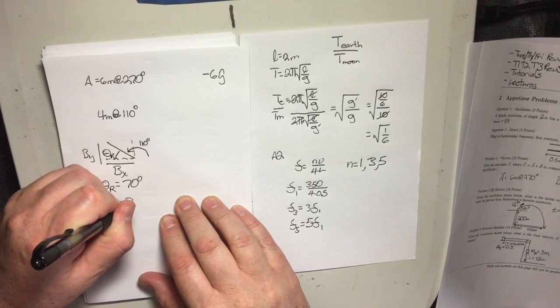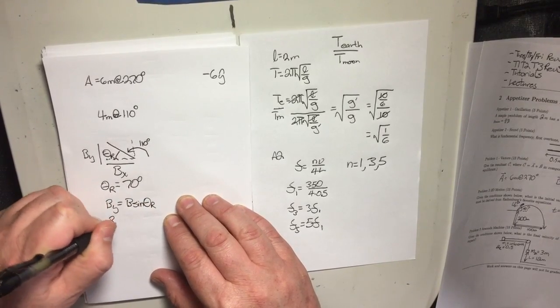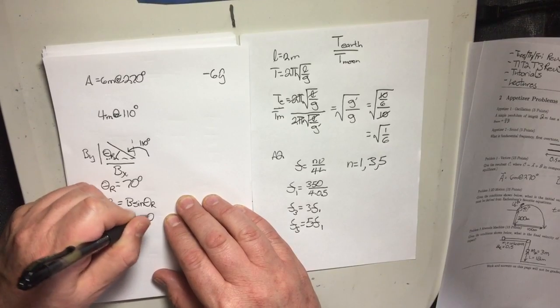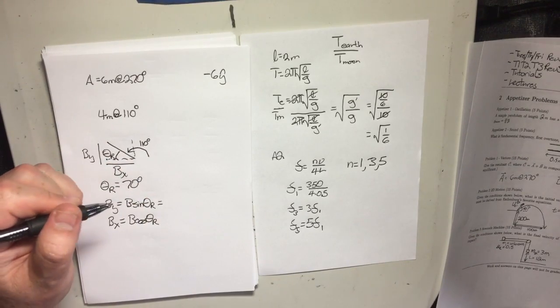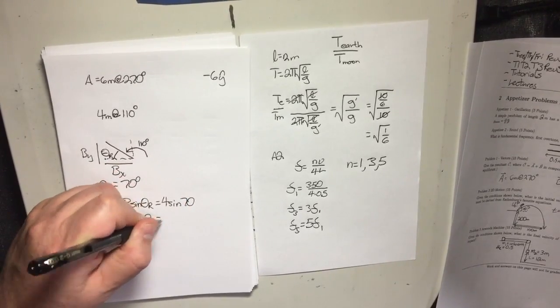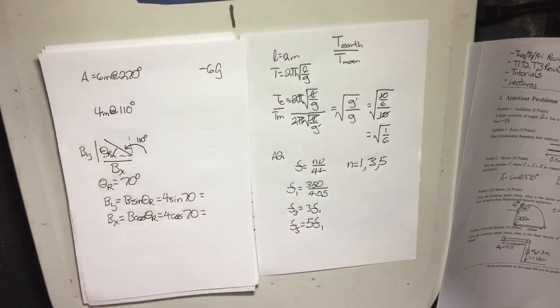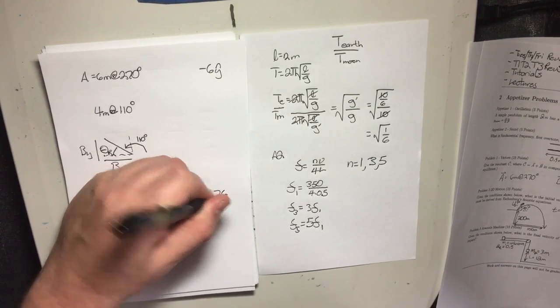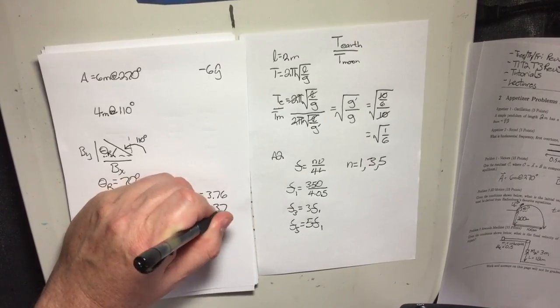BY is equal to B sine theta R. BX is B cosine theta R. So this is 4 sine 70, 4 cosine 70. And that will give me 3.76 and 1.37.